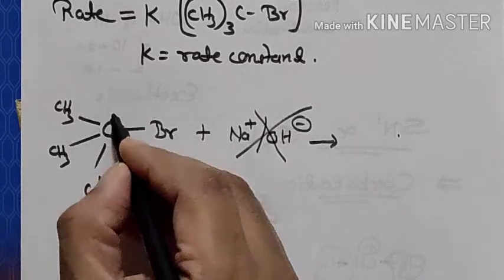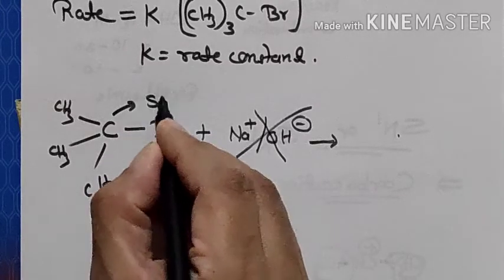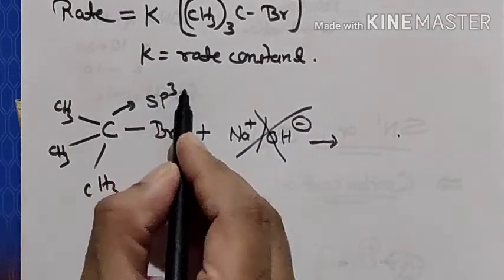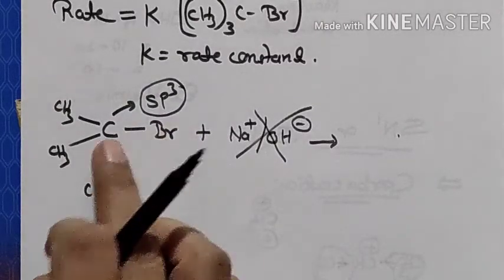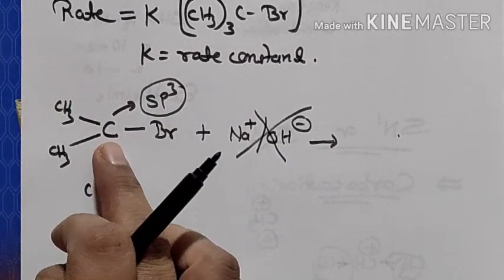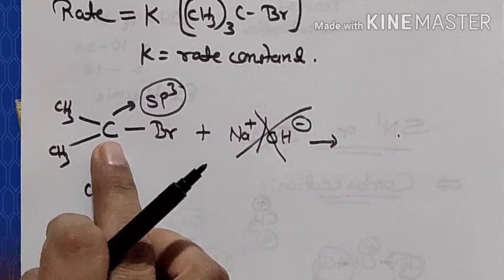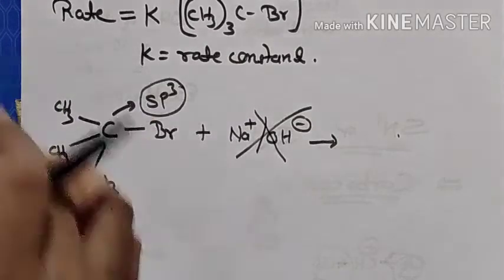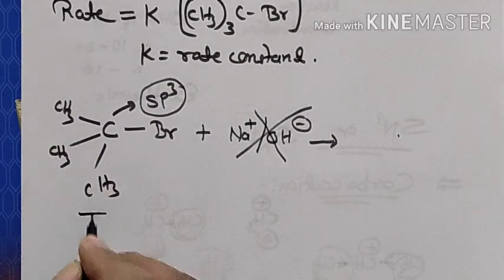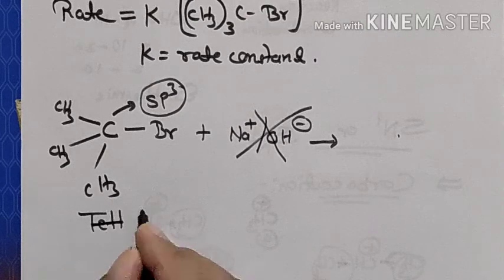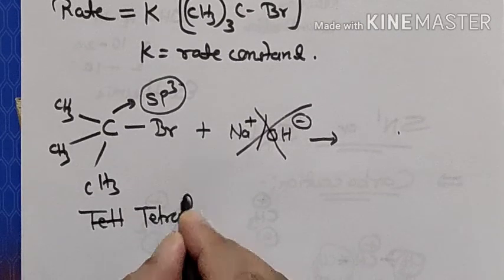See, what is the hybridization here, student? Hybridization is sp3. When I say the carbon is sp3 hybridized, what does it mean? It means that this geometry is tetrahedral, and that's the reason I've drawn it like this. So this is tetrahedral.